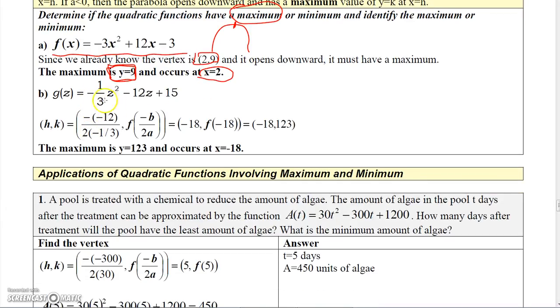You go ahead and do this one on your own and see if you can get the vertex using the vertex formula. And then once you get the vertex, you'll see that this one also opens down. And so it's going to have a maximum of that y value of the vertex, which is 123. And it occurs when x is negative 18. Okay.